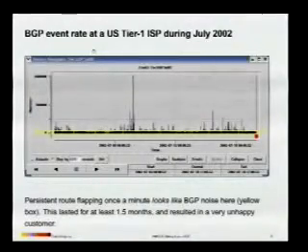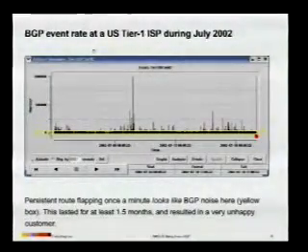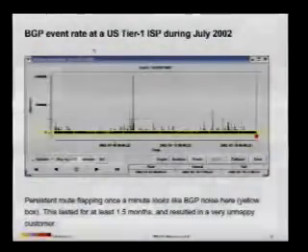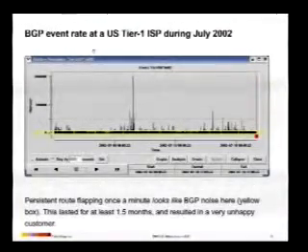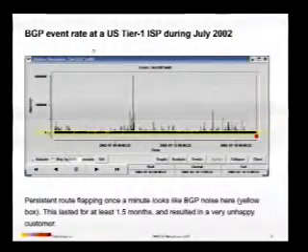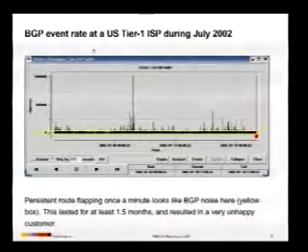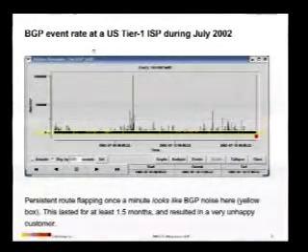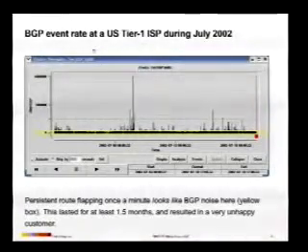So let's look at a case study. This is a BGP event rate graph, same as before. Y-axis is number of events and x-axis is time at a tier 1 ISP in the US sometime in 2002. Now you see a couple of event spikes in this picture, but actually the most serious problem in this picture is not in any of the event spikes. It actually disguised itself as low-grade BGP churn in the yellow box.